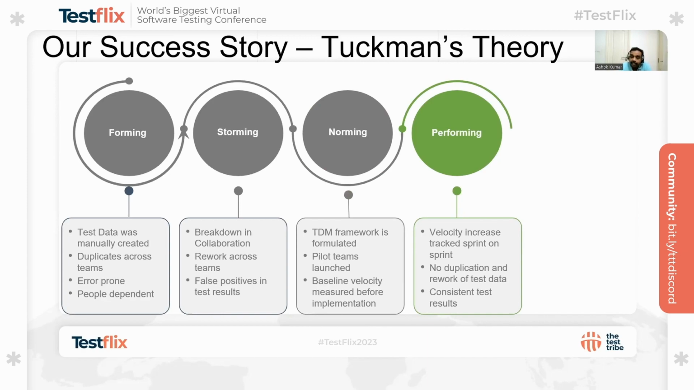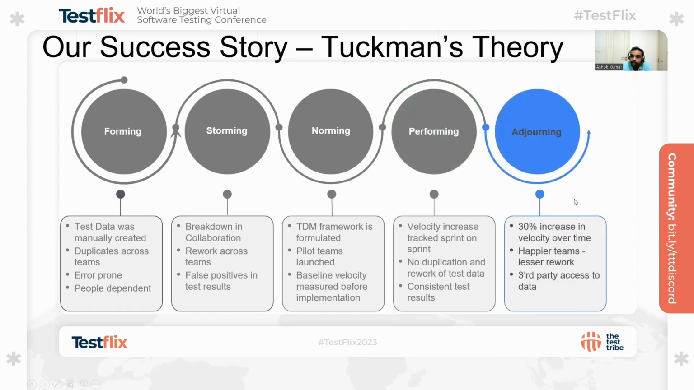Because we had a central framework for managing test data, that provided the capability for teams to reserve data for their exclusive access, we noticed that the test results being generated within the teams were a lot more consistent. And overall, all of these attributed to the increase in velocity.